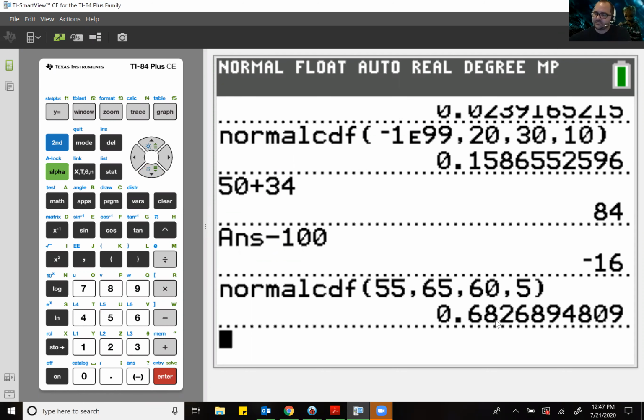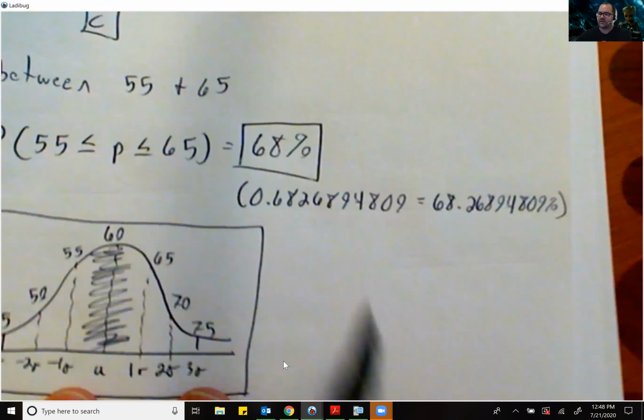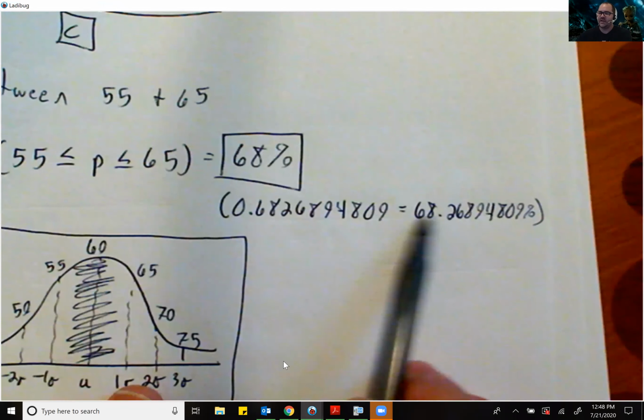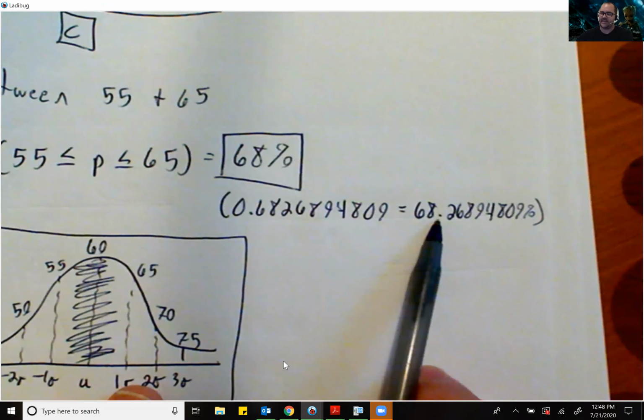Because again, that decimal is 0.6826894809, which as a percentage is 68.26894809%. Let me show you what I wrote down on my piece of paper. So there was the decimal, and then here's when we convert it to the percentage and to the nearest whole number. The 2 says, hey, 8, stay the way you are.